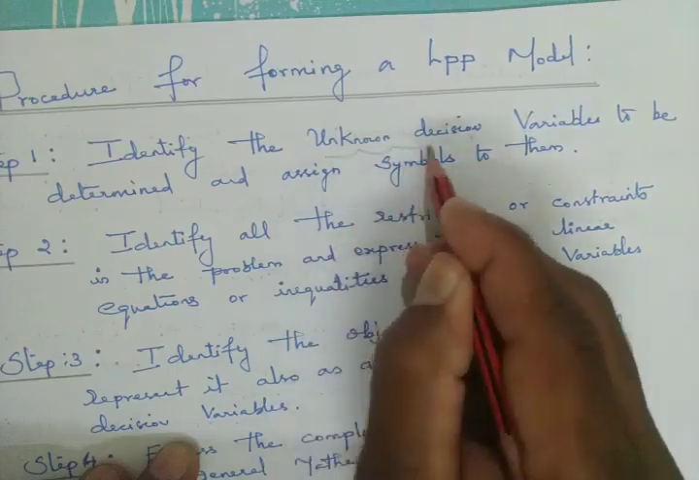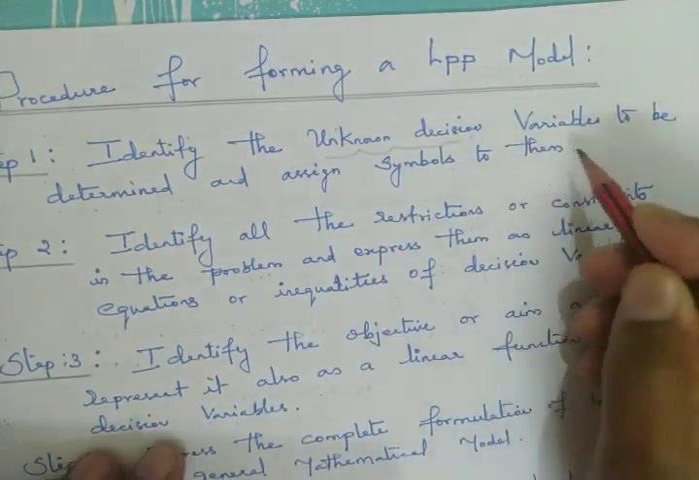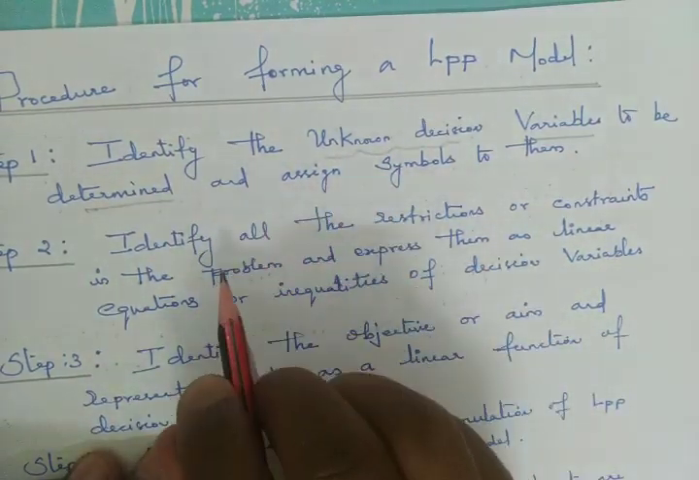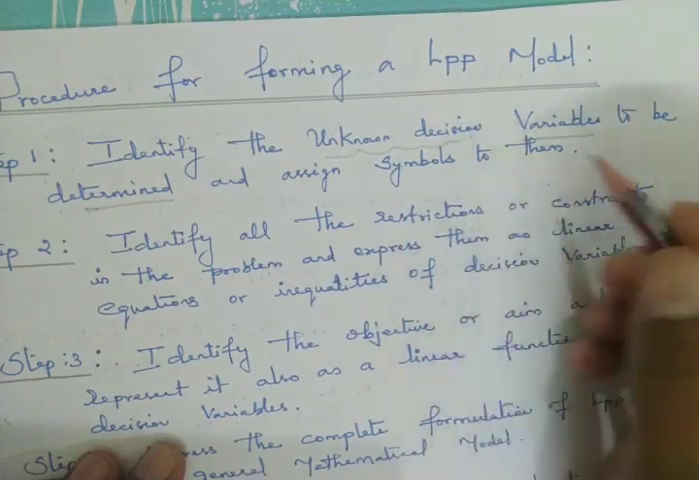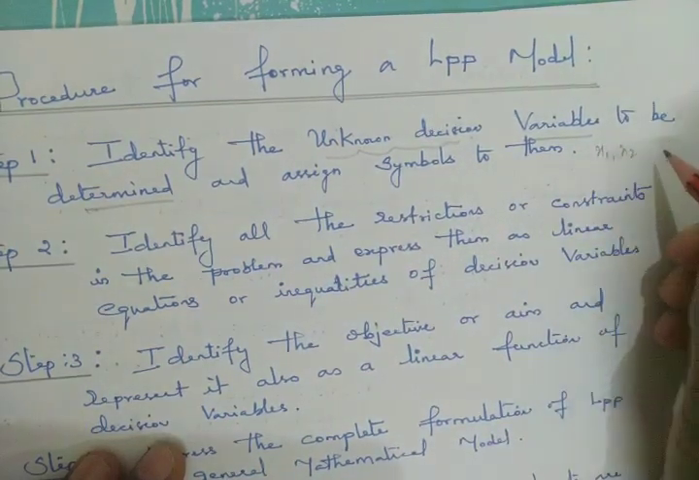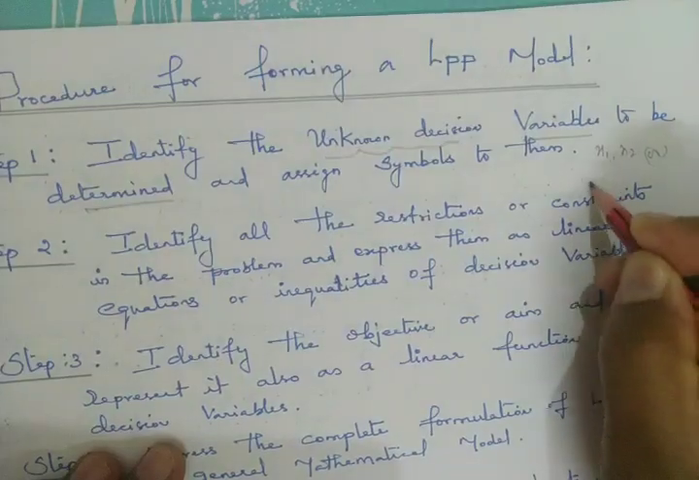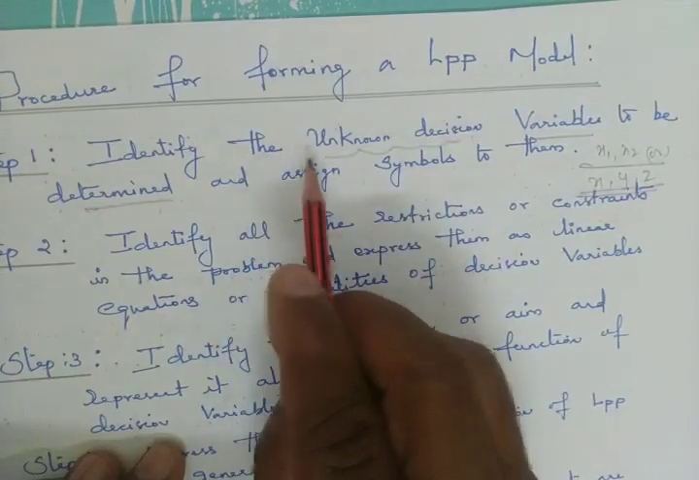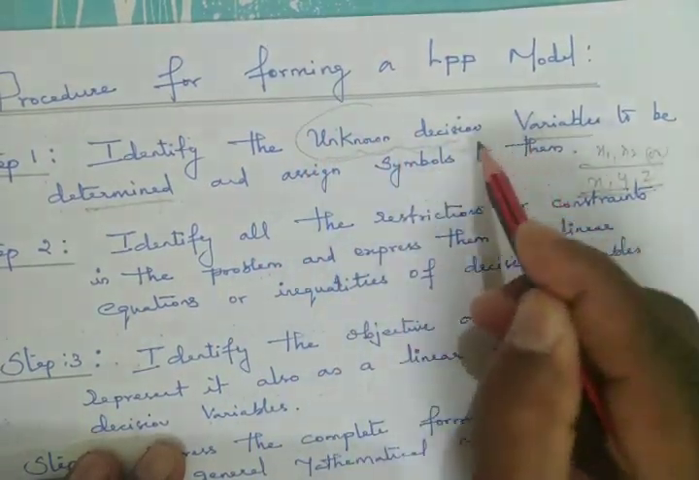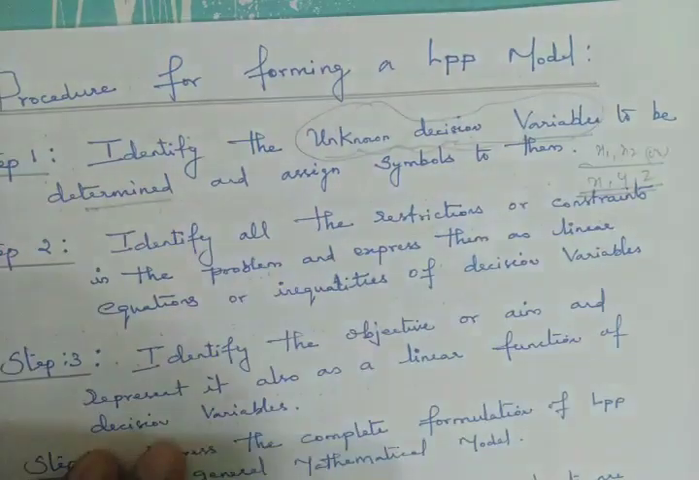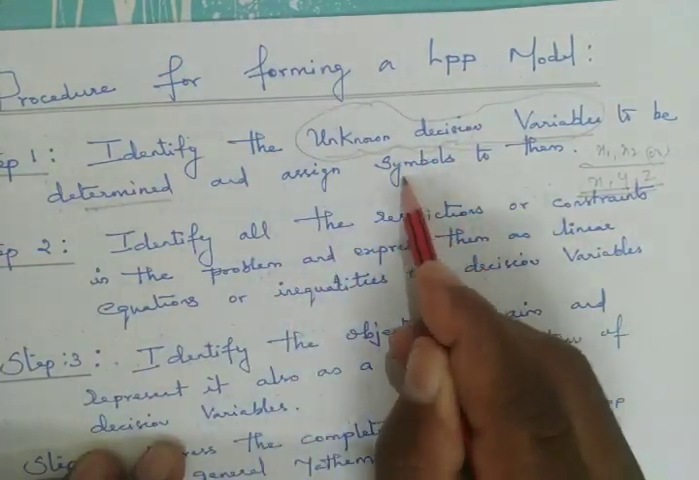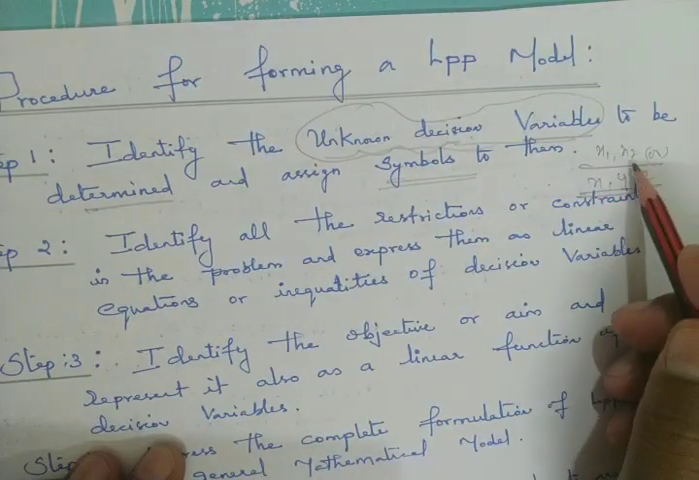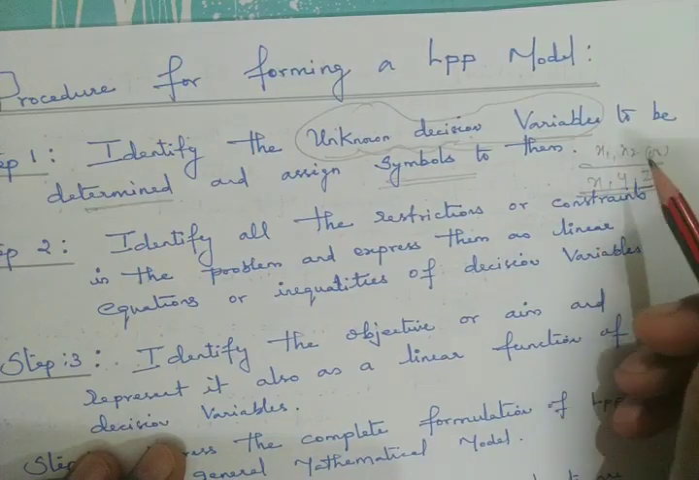Identify the unknowns, which indicates how many variables are involved. Those variables we have to determine first. After identifying these variables we are going to assign the symbols. A symbol is nothing but a name: you can give x1, x2, or in some other problem x, y, z. That we call symbols. So first we have to identify how many decision variables are involved in the problem. After finding that, we assign symbols, meaning names: x1, x2, or x, y, z, or l, m, n, any name you can assign.